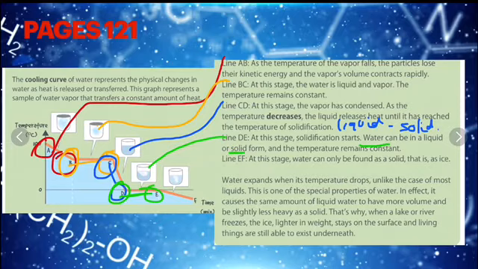Line EF, this line right here, it says at this stage water can only be found as a solid, that is, as ice. So over here at this stage you have ice. You see from cooling, what happens if you put water inside a glass and you put it in the fridge. This is going to happen. This process will happen.